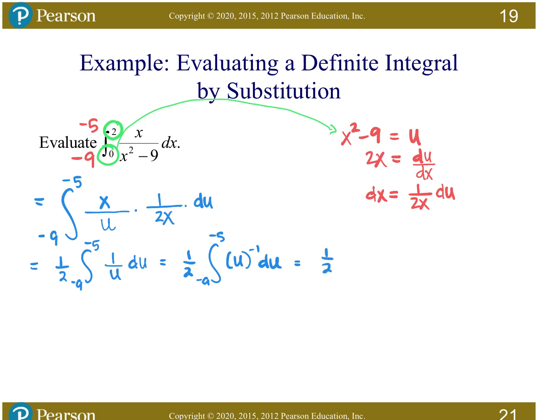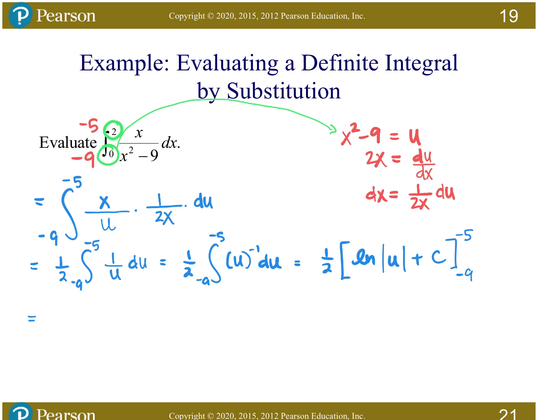So I'll have 1/2, and then my antiderivative bracket would be the natural log of the absolute value of u plus the constant c going from -9 to -5. These absolute values are key. They're going to change the answer if you don't have the right absolute values on there. I do not ever have to go back to x squared minus 9. I'm only looking forward now.